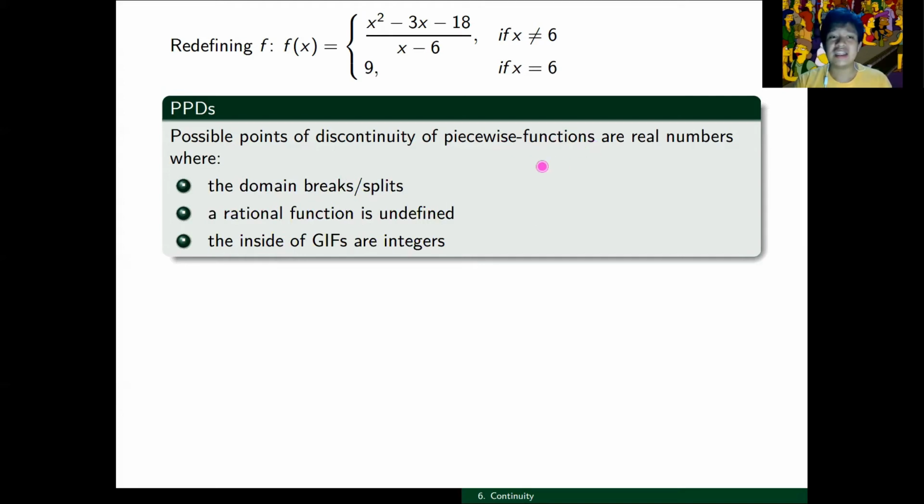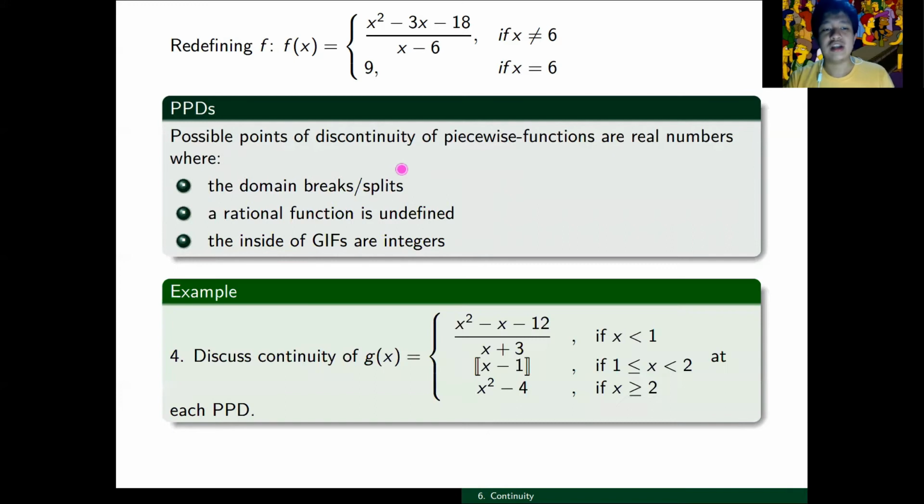So PPDs, these are your suspects for being kung saan pwede maging discontinuous ng isang piecewise function, but hindi po ibig sabihin na PPD ka na ay discontinuous ka na. Kung hindi ka PPD, then you're automatically continuous. Pero kung PPD ka, pwede ka pa rin maging discontinuous, pwede pa rin maging continuous. Okay? Game. Example.